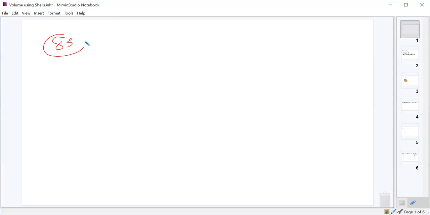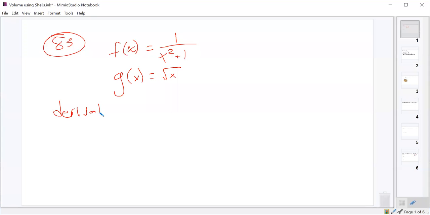Number 83 from the derivative multiple choice says f of x... that's the square root thing. I thought square root later was this problem, and I got ahead of myself. F of x equals 1 over x squared plus 1. That one, right? G of x equals the square root of x. And we want to find the derivative of f of g of x.